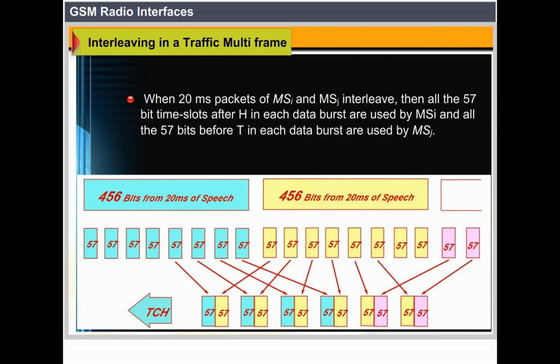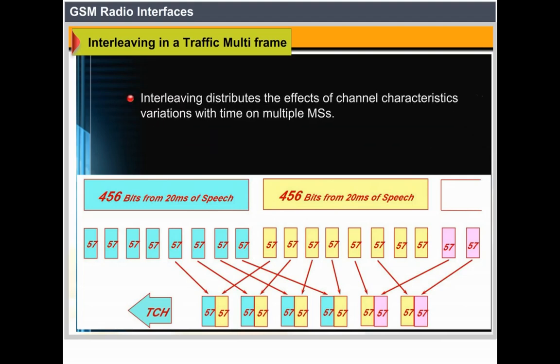When 20 ms packets of MSI and MSJ interleave, then all the 57-bit time slots after H in each data burst are used by MSI and all the 57 bits before T in each data burst are used by MSJ. Interleaving distributes the effects of channel characteristics variations with time on multiple MSs.